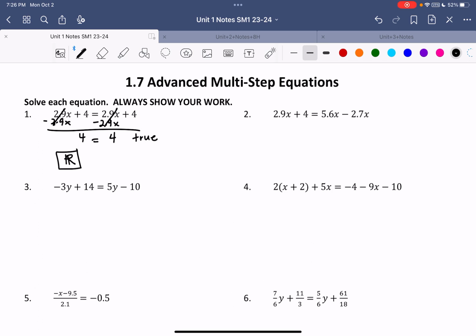All right, example 2. We're going to combine like terms. So 2.9x plus 4 equals 2.9x. We have variables on both sides, so we're going to subtract 2.9x from both sides. Our variable cancels, we're left with 4. Our variable cancels out, and we're left with 0. So now we have 4 is equal to 0. Well, that's not true. And so when we get an untrue statement, then our answer is no solution.